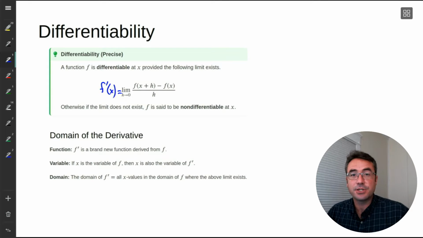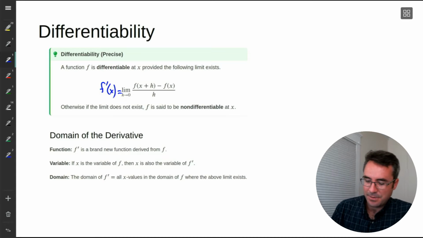It's a function, so it makes sense to ask questions like, what variable are we going to use, or what is the domain of this derivative? The answer is that it inherits a lot from the original function. For instance, if our original function f is using variable x, then f prime is also going to be using variable x. Same thing for the domain. The domain of f prime is going to be equal to all the x values that were in the domain of f.